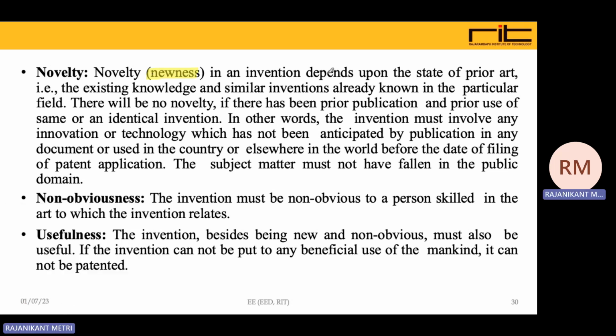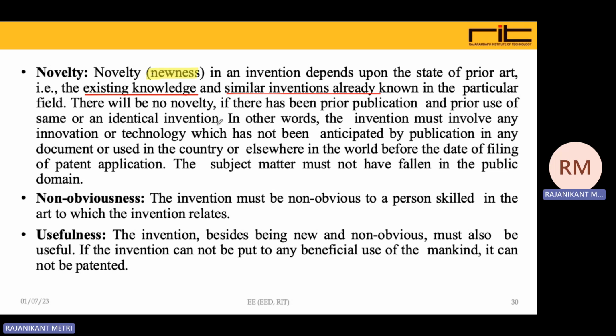So an invention depends upon the state of prior art, that is, existing knowledge. You have used existing knowledge and similar inventions already known in the particular field. There will be no novelty if there has been prior publication and prior use of the same or an identical invention.